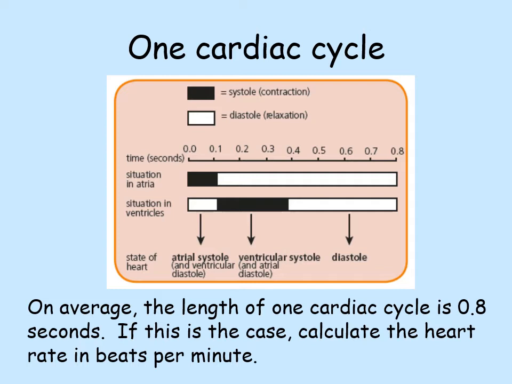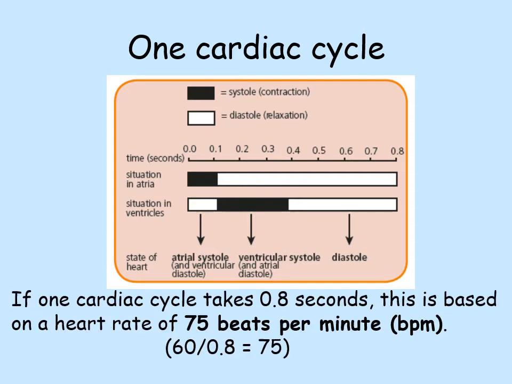If this is the case, calculate the heart rate in beats per minute. So if you know that 1 beat equals 0.8 seconds, then how many beats will you get in 60 seconds? So to be able to work that out, you would basically divide 60 by 0.8 and get 75 beats per minute.